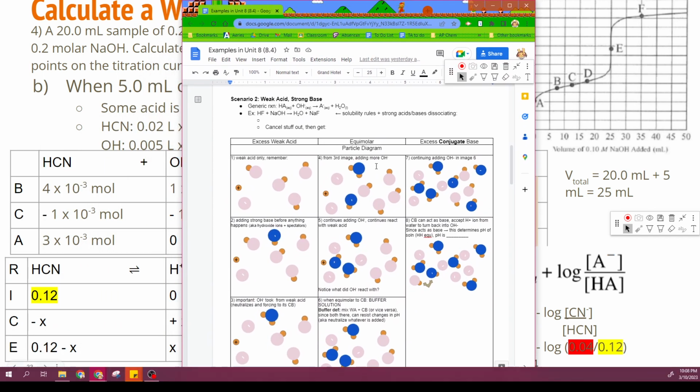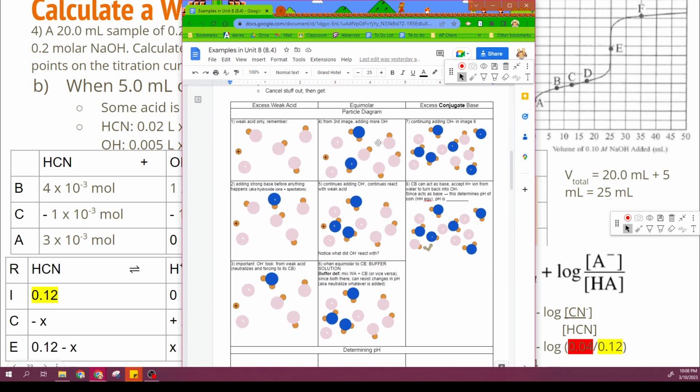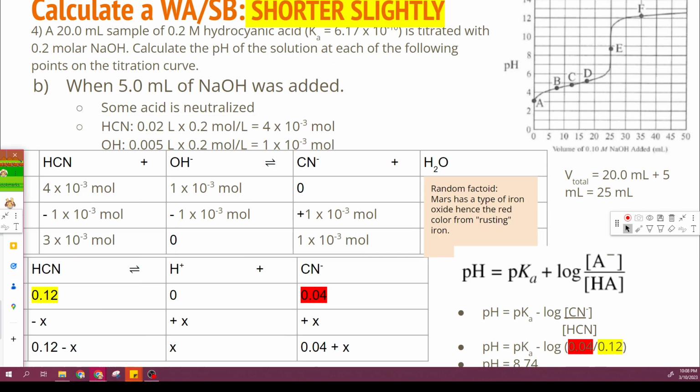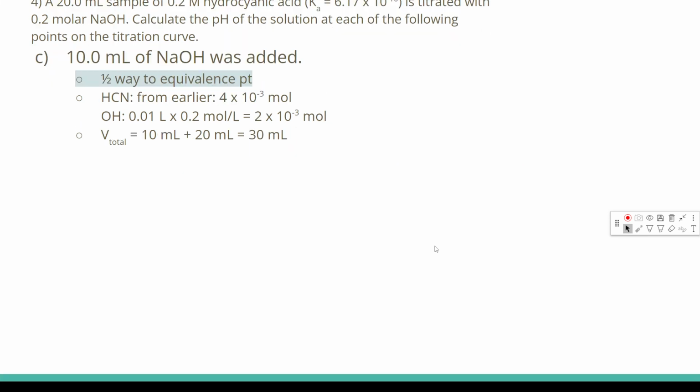So we are adding hydroxide. We might not be fully at the buffer, like the BCD area, or maybe we are, I'm not sure. But we still have the weak acid and the conjugate base. Okay.